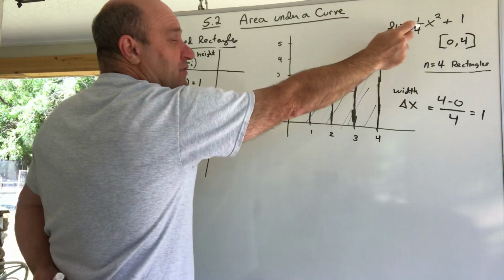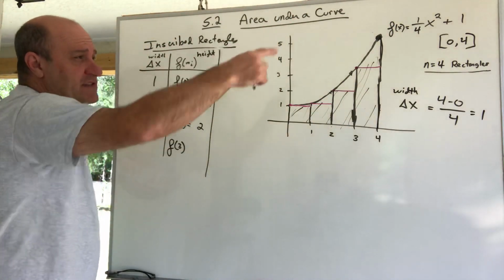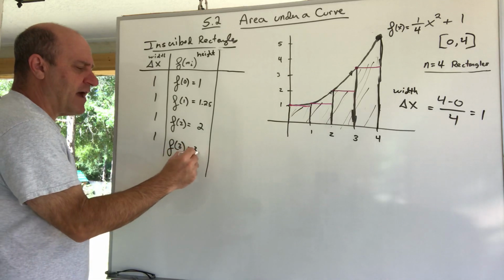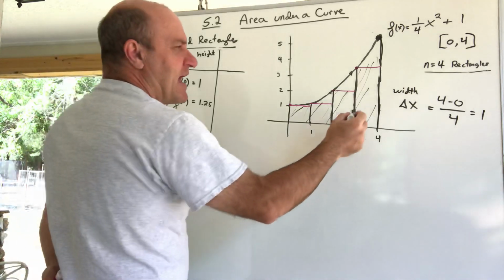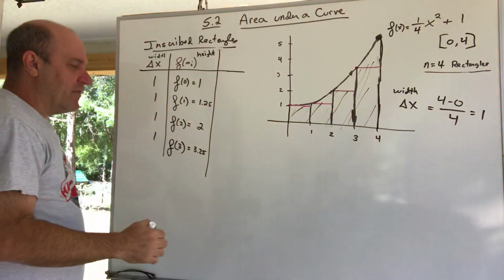And when I plug in a 3, I get 9/4. That's 2 1/4 plus that 1. That's 3.25. I think I got a fairly accurate picture. That does look like about 3.25. Okay. Well, there you go.